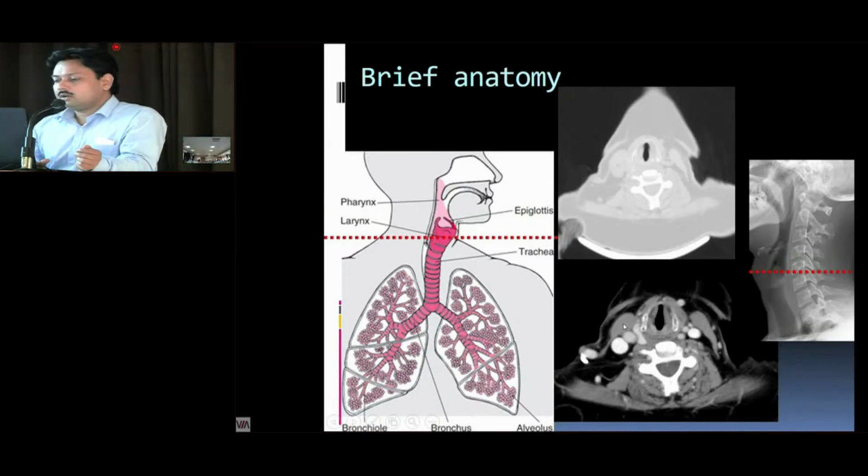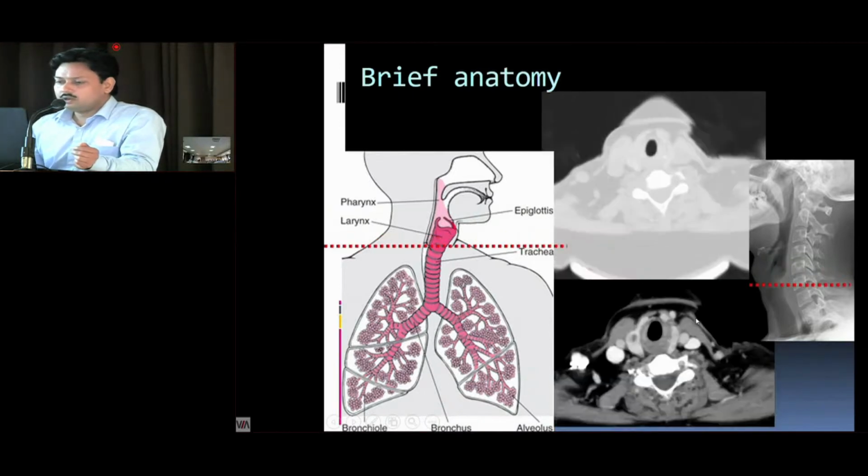And these are the sternocleidomastoid muscles, and these are the carotid vessels. And this is the thyroid which has just appeared. And posteriorly we have vertebra and paravertebral muscles. So this is the brief anatomy. Further lower down at the level of cricoid cartilage. So this is the level of cricoid cartilage. This is the cricoid cartilage. So it becomes somewhat oval.